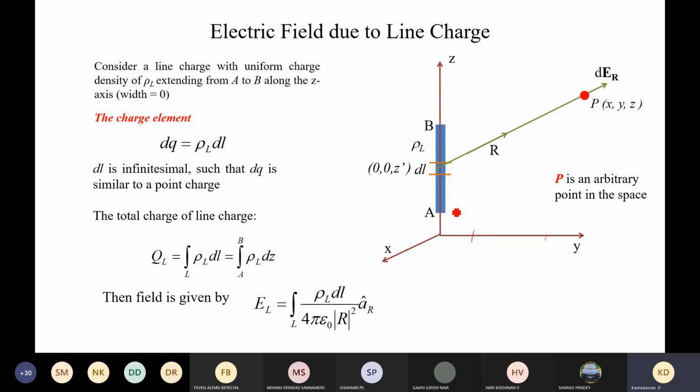And in that case, the point where we find the electric field is also chosen as an arbitrary point, like on the X, Y, Z axes, so that this point can be moved to any place, in any direction. In that case, we can easily find the electric field around a line charge.